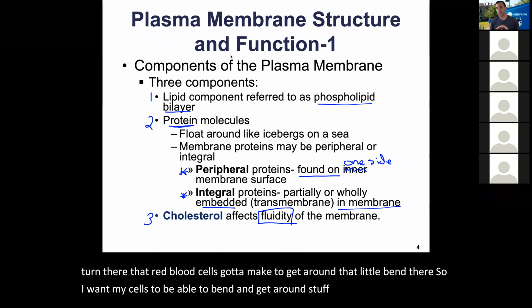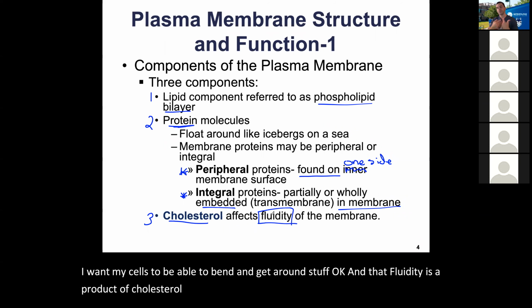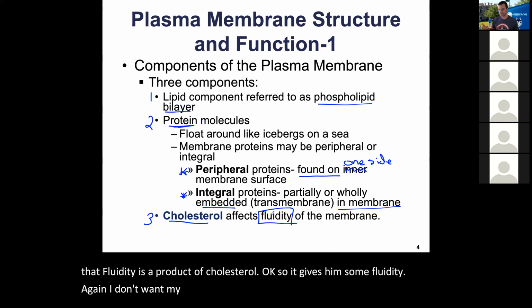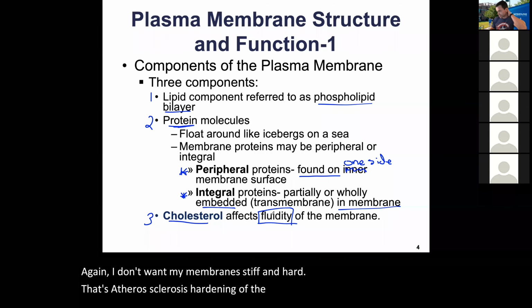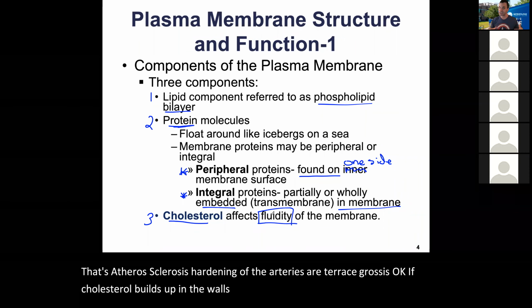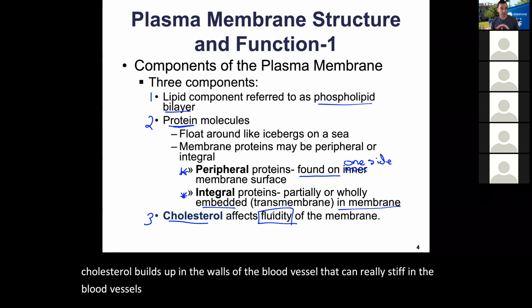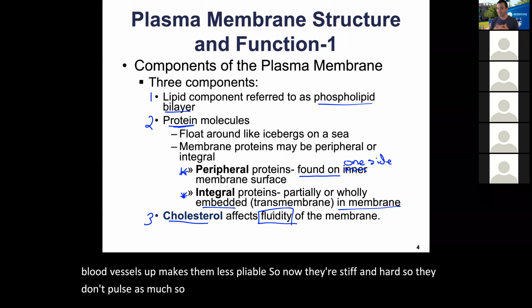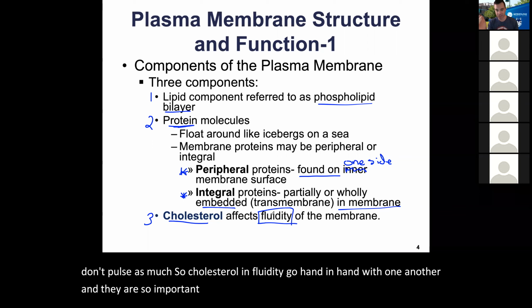And that fluidity is a product of cholesterol, okay? So it gives them some fluidity. Again, I don't want my membranes stiff and hard. That's atherosclerosis, hardening of the arteries, arteriosclerosis, okay? If cholesterol builds up in the walls of the blood vessel, that can really stiffen the blood vessels up, makes them less pliable. So now they're stiff and hard, so they don't pulse as much. So cholesterol and fluidity go hand in hand with one another, and they're so important to what a plasma membrane is. Fluid.